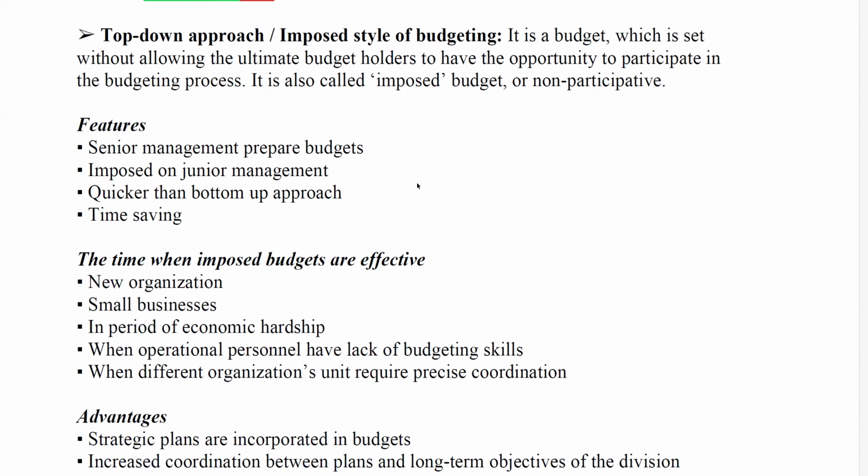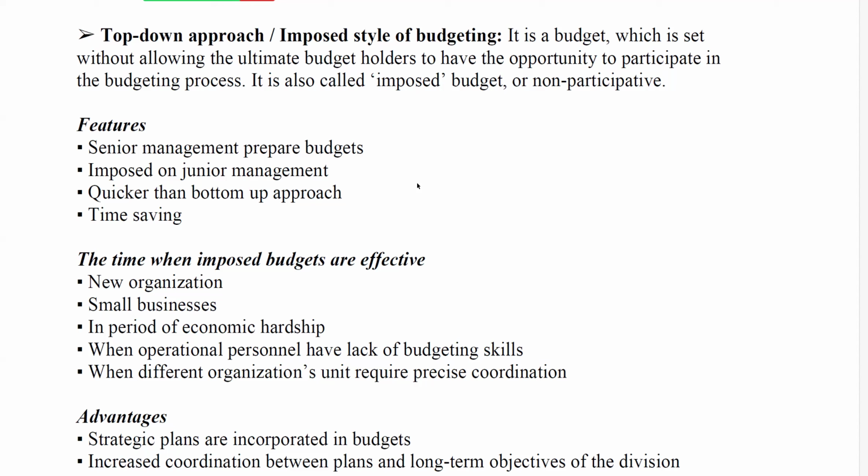Now let's look at the top-down approach, or the imposed style of budgeting. This is a budget which is set without allowing the ultimate budget holders to have the opportunity to participate in the budgetary process. It has its own advantages as it can lead to speed. It lets central management use their own expertise because they know what is going on. But at the same time, it has disadvantages because it can demotivate staff. It makes managers stuck in the I-can-do-it-myself fallacy, because if I'm imposing for you, there might be some things you may not need, but I may think you need them.